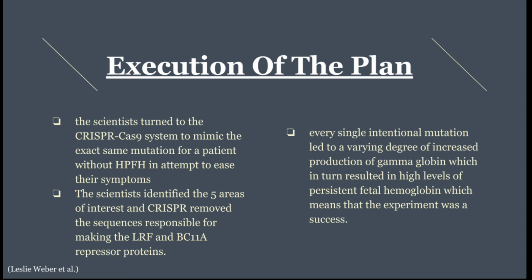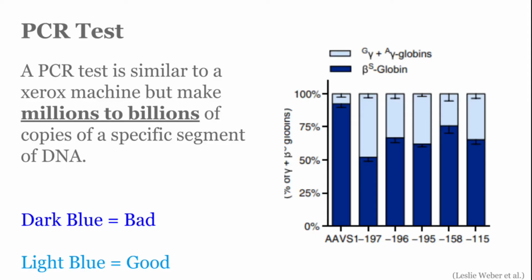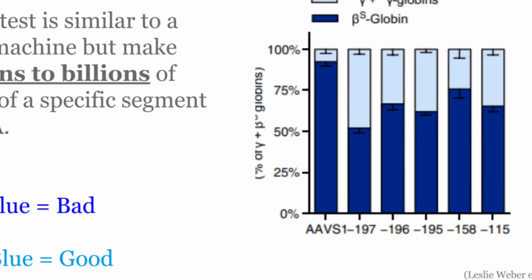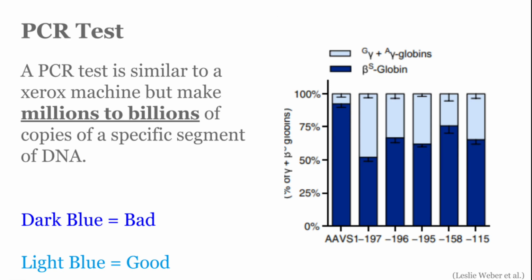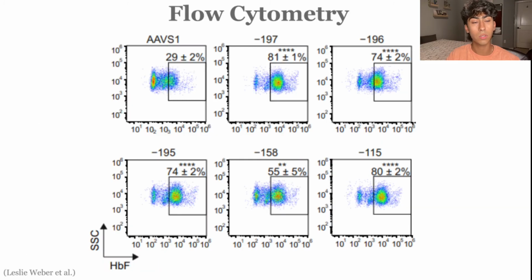The next few slides elaborate the data points analyzed and the results gauged against the control. The scientists ran a PCR test on all 5 areas of interest and compared the mutations to the control, which you can think of as a patient who has sickle cell disease and produces no fetal hemoglobin. The bar graph may look intimidating, but think of it as the dark blue is bad and the light blue is good. This is because light blue means that there is fetal hemoglobin being produced. All 5 points had varying degrees of success, with each mutation having around 40% fetal hemoglobin, while AAVS1 barely had 5% of fetal hemoglobin.